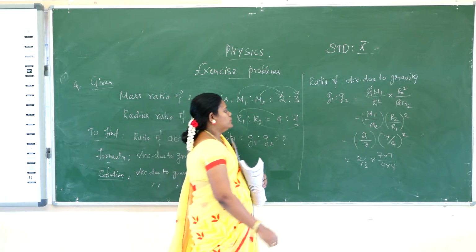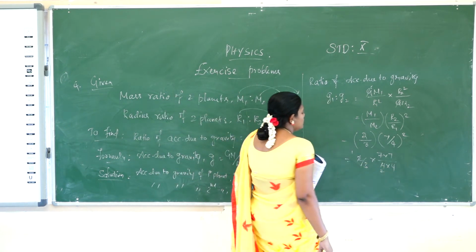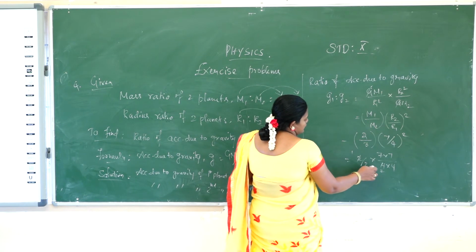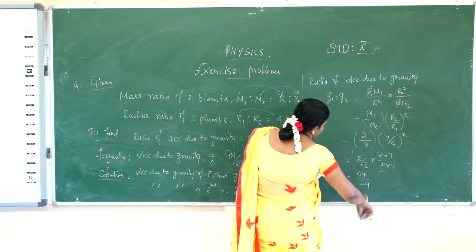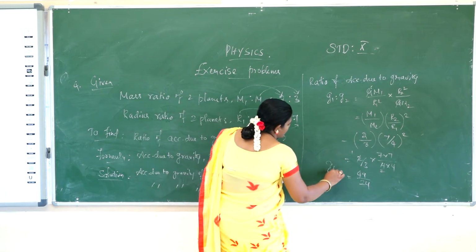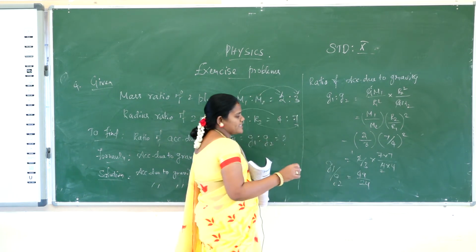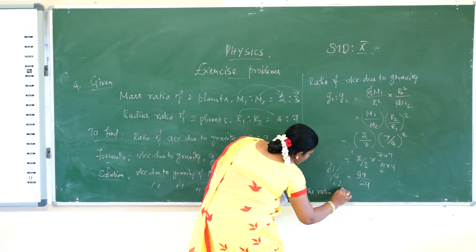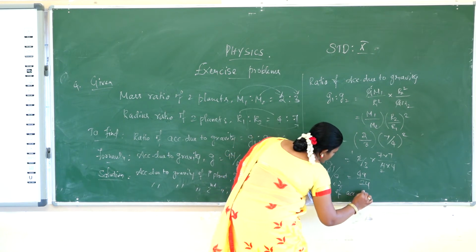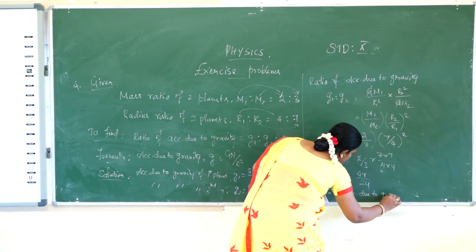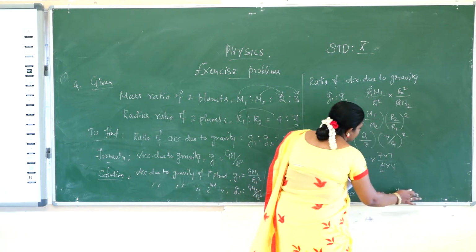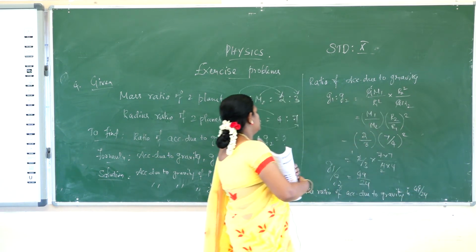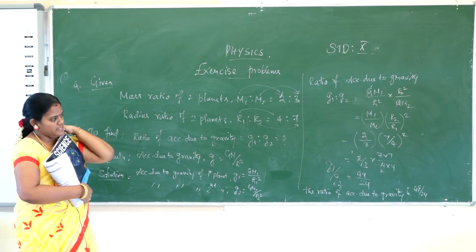Then 1 2s are 2 and 2 2s are 4. So 7 into 7, that is 49. 49 by 3, 3 2s are 6, 6 2s are 24. So 49 by 24, that is G1 by G2. So the ratio of acceleration due to gravity is 49 by 24. Okay. So this is the acceleration due to gravity ratio of two planets, that is 49 by 24.